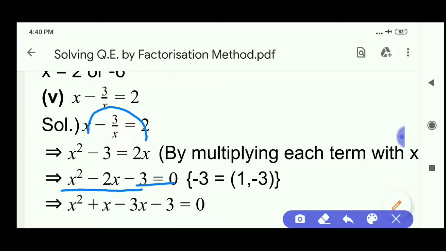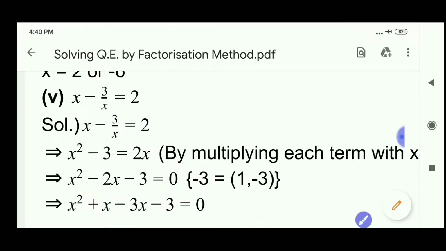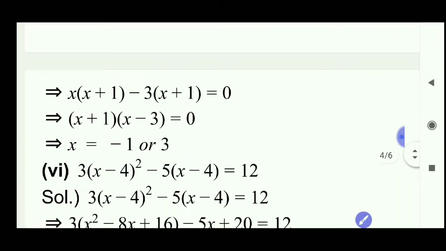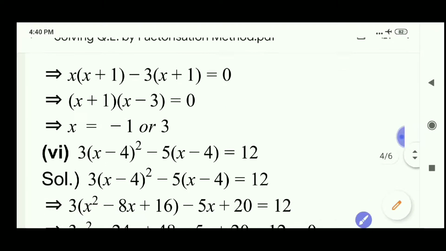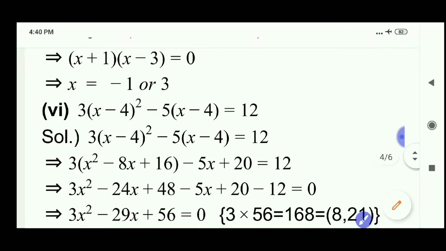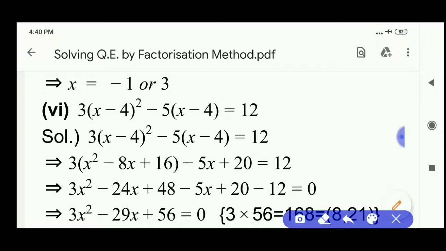Now multiply the x square coefficient into the constant. It is minus 3. Factorize, select, split, take common and solve. You will get its answer as minus 1 or 3. One more question. This is our last question. Observe carefully. 3 into x minus 4 whole square minus 5 into x minus 4 is equal to 12.